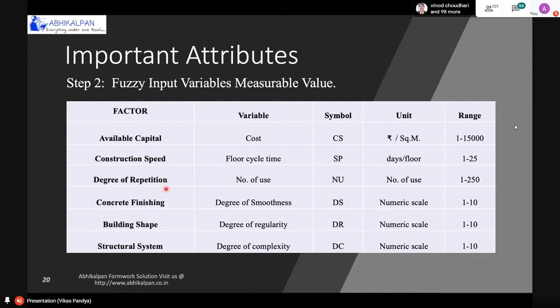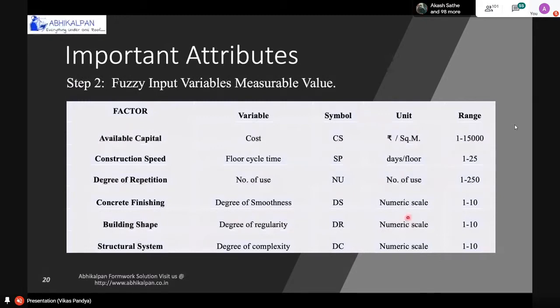Out of these 6 attributes, the first 3, available capital, construction speed, and degree of repetition, are numeric values, like you can calculate them by number, an exact figure you can say. But concrete finishing, building shape, and structural system are not numeric terms. These are linguistic terms, like concrete finishing. I want a good concrete finish, or poor finish, or bad finish. So there is no exact figure, like my good and your good may be different. So we converted these linguistic terms to a numeric scale from 1 to 10.